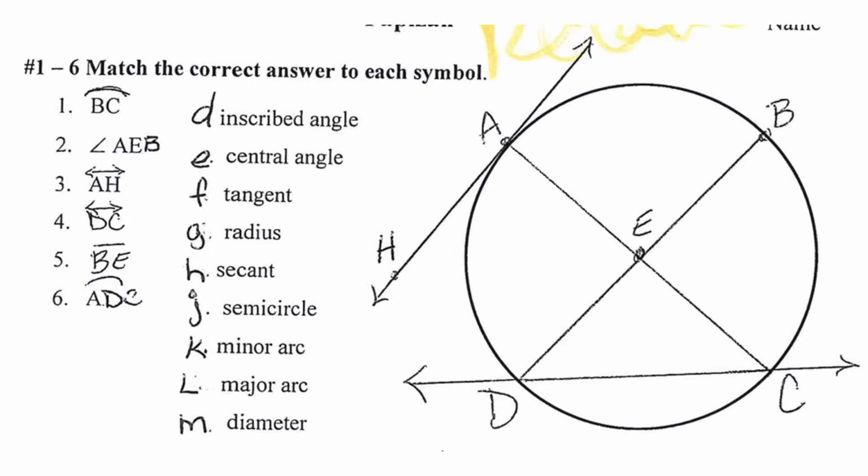So knowing all your parts of your circle, make sure that you can identify what each one of these are. Make sure you pay attention to the symbol on top of it or out in front of it. Like this is an arc symbol. It's kind of hand drawn there, but it's still an arc. So arc BC is less than halfway, less than 180, so it will be a minor arc.